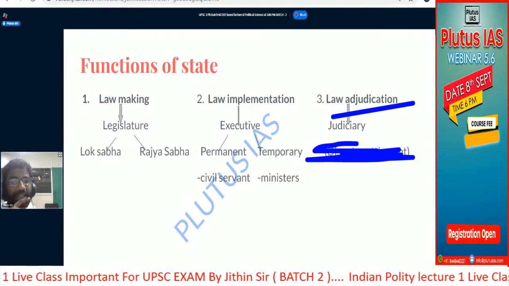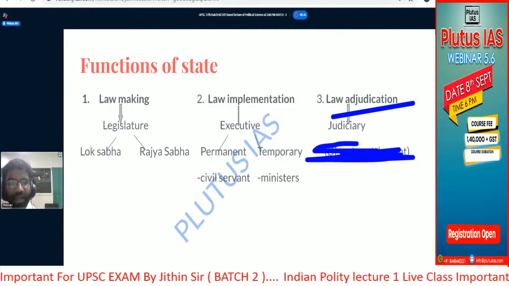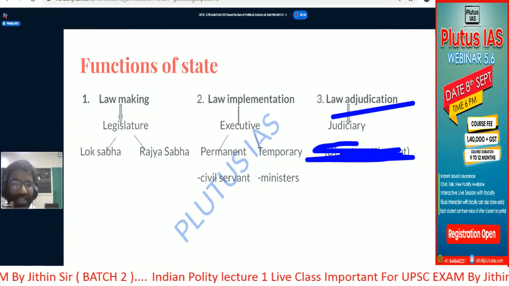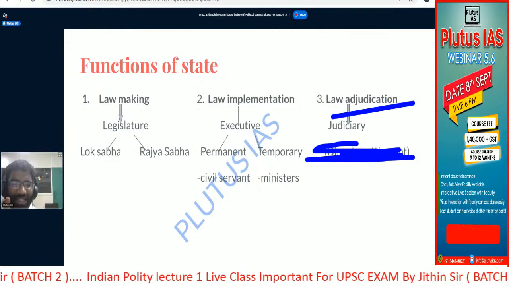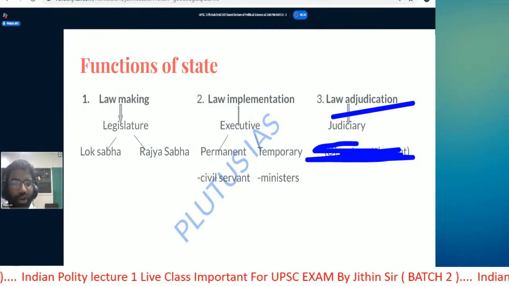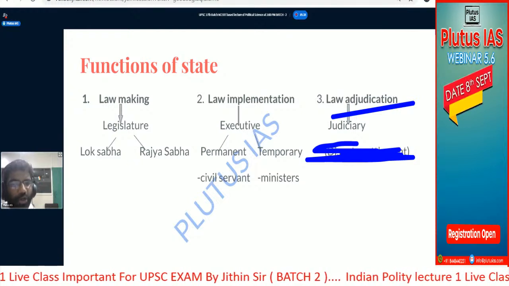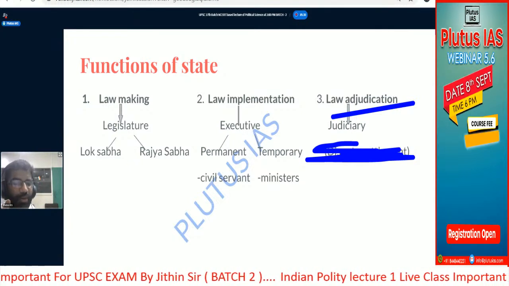So we have completed 3 functions of state, that is law making, law implementation, and law adjudication. Law making is done by the parliament, that includes legislature plus the president. Law implementation is done by executive, that includes permanent and temporary executive, and law adjudication is done by judiciary.